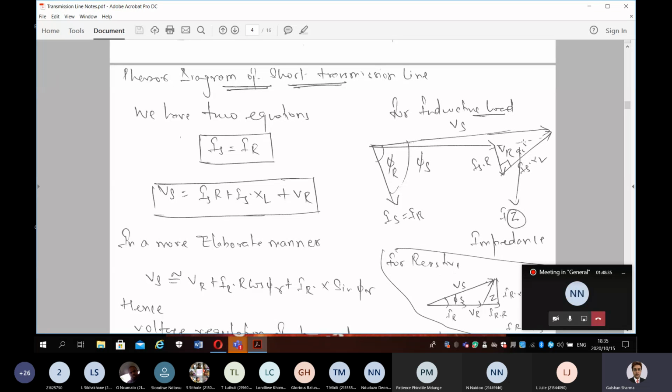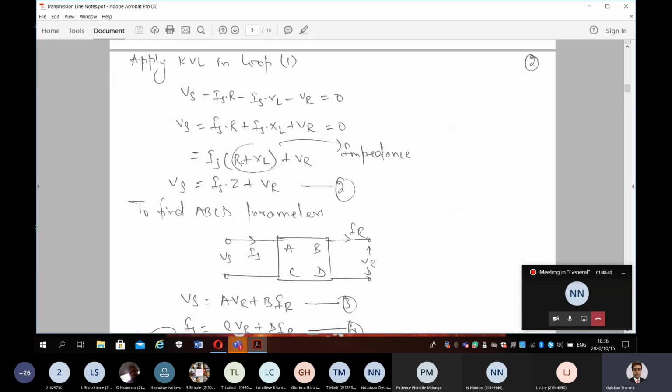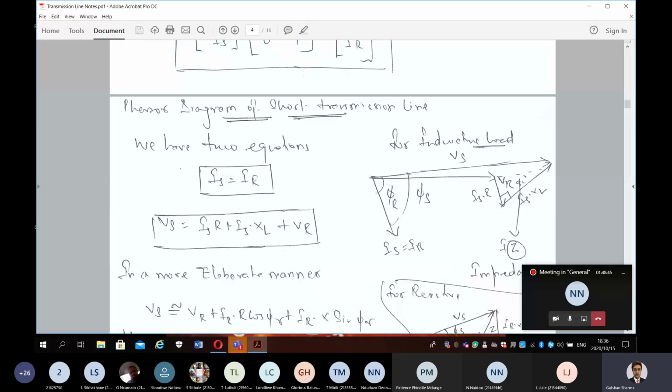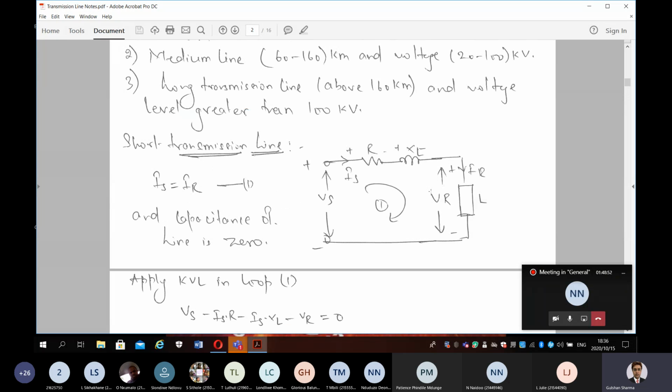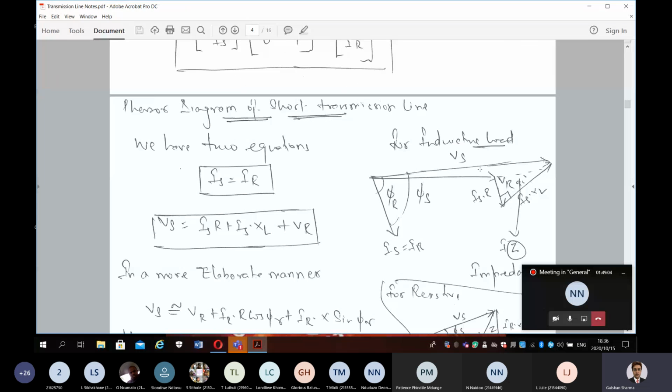And what will be the resultant, guys? The resultant will be R plus XL, which is the impedance Z. So your resultant will be your impedance. And everything has started, in very simple language, with your source voltage, or I can say your voltage at your sending end, Vs. So finally your resultant will be your Vs.